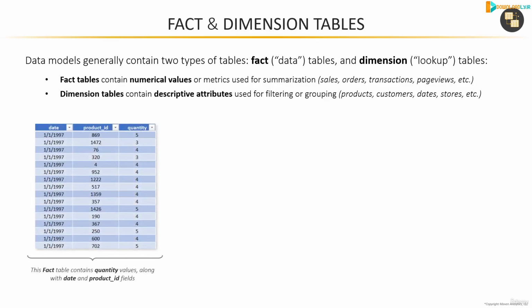This is an example of a fact table. We've got quantity values there in the third column, along with fields that give us information about those transactions or those quantities sold, the date they were sold, and the product that was sold.